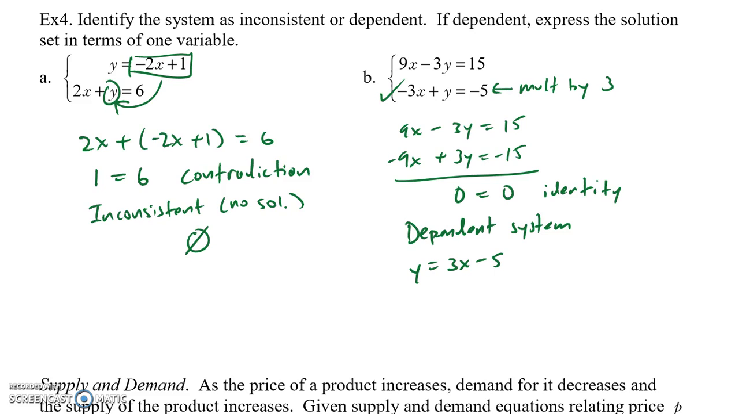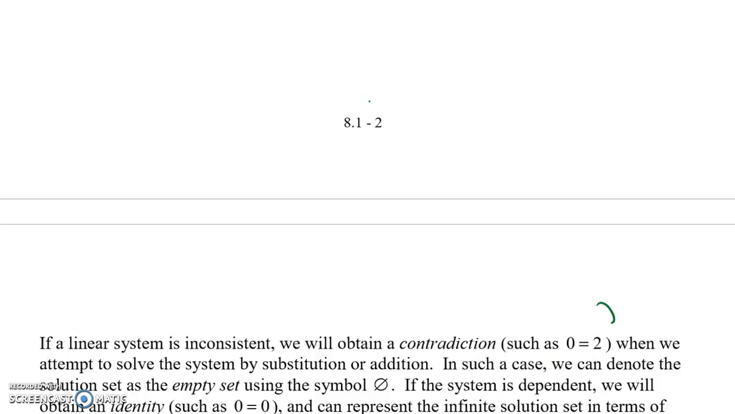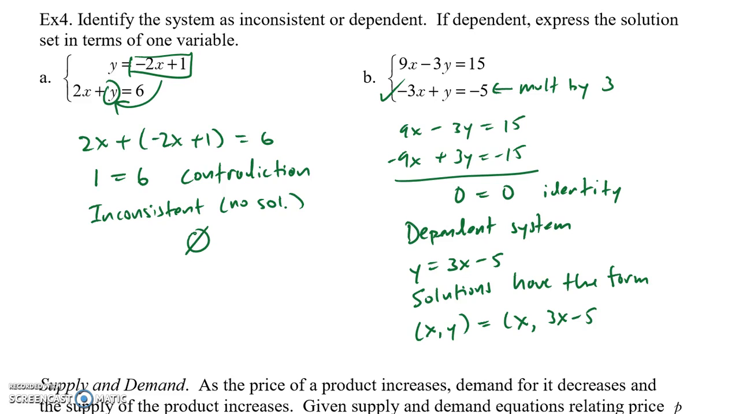And if we then let our y-coordinate be represented by 3x minus 5, and our x-coordinate be represented by x, our solutions have the form (x, y) equals (x, 3x minus 5). I hope there it goes, my pen is working now.